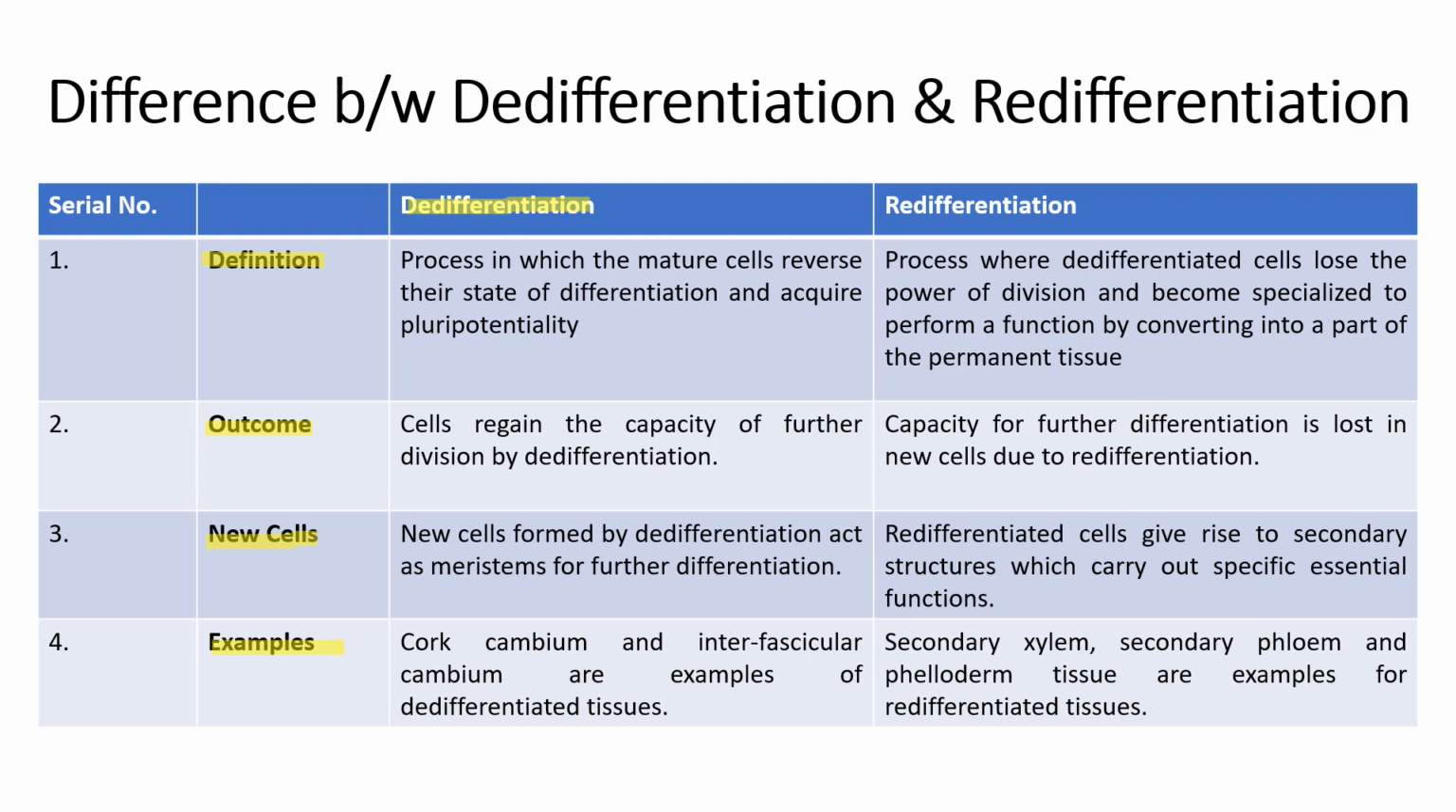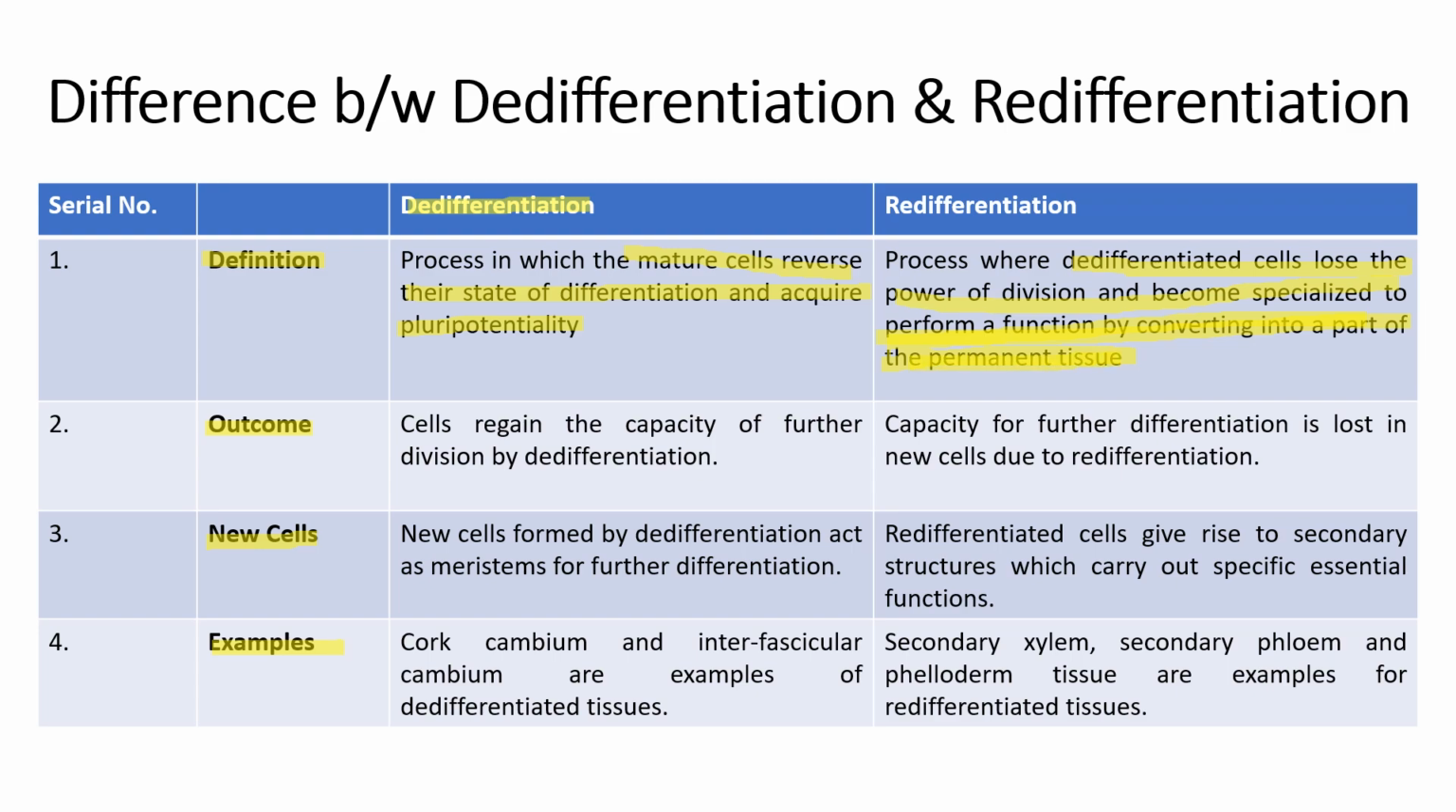In dedifferentiation, what is the standard definition? The mature cells reverse their state of differentiation and acquire pluripotent ability. But in redifferentiation, dedifferentiated cells lose their power of division and become specialized to perform a function by converting into part of the permanent tissue. For example, secondary xylem and secondary phloem, which I have already given as examples. These are the mature states of the plant. They lose the power of division and become specialized to perform a specific function as a permanent tissue or a mature part of the plant.